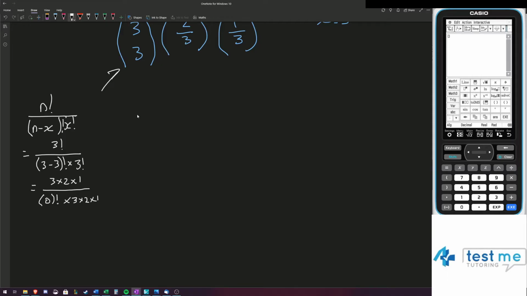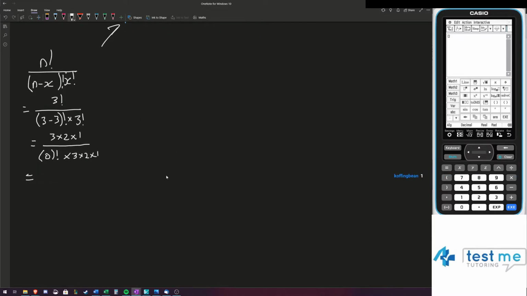What's 0 factorial? I'm going to wait till someone tells me in chat. What's 0 factorial equal to? Yeah, spot on, coughing. That was quick. So 0 factorial is equal to 1.